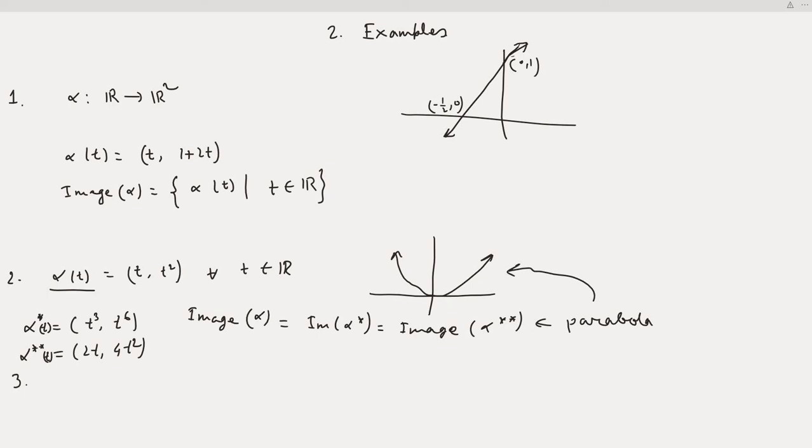Okay, and from here we make a comment. There are infinitely many curves with the same image.